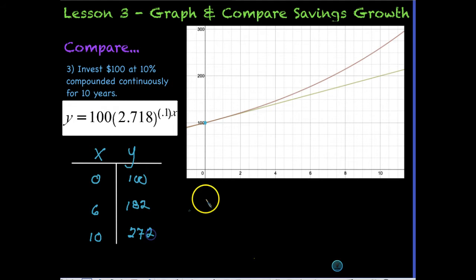Now I'm ready to plot these points in the graph. So at the 6, I'm up here, and these go by 25s, 25, 50, 75, 100. So I'm going to be somewhere up here. And then at the 10, I'm going to be up at 272, so it's going to be right around here. So again, the tricky part is, how can I make a nice curve? Sometimes I do dotted lines, and then just try to connect those. So there we have our compounding continuously.